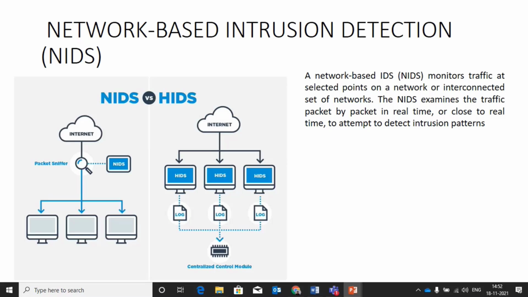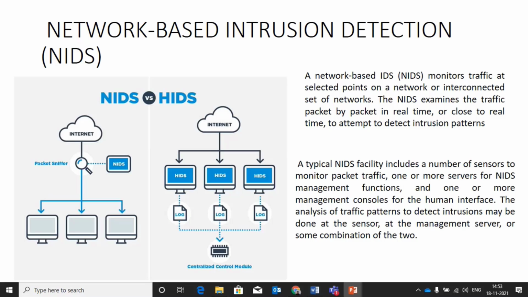A typical NIDS, that means the network intrusion detection system, facility includes a number of sensors to monitor packet traffic, one or more servers for NIDS management functions, and one or more management consoles for the human interface. Understood? There are several things that happen in that. If you think logically, you will figure out all the things automatically. If you want to protect the network, what is important? The importance is that we are sitting in the place where all packets are coming, so we can see the packets and block them.